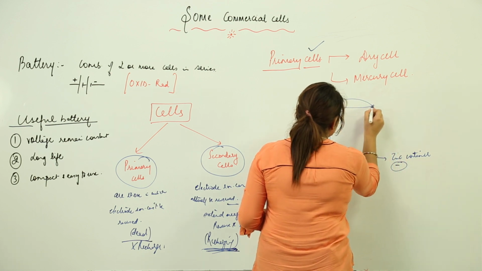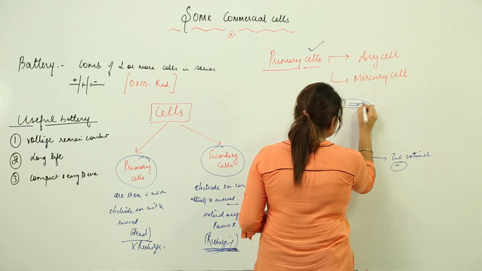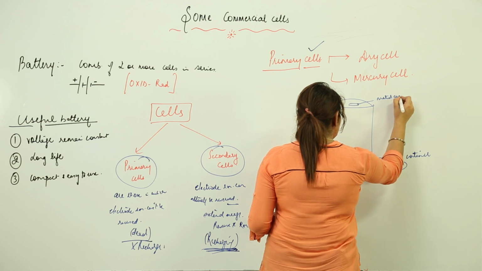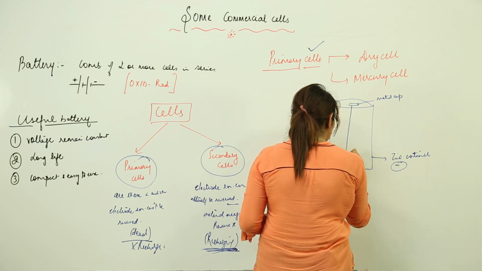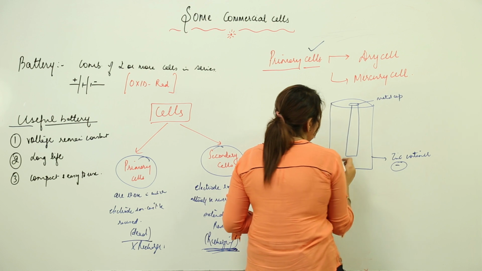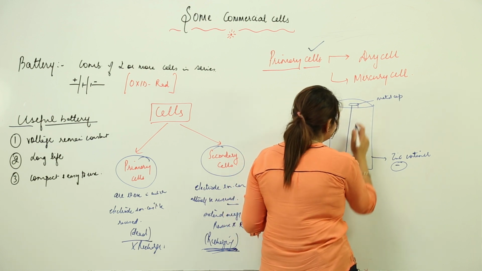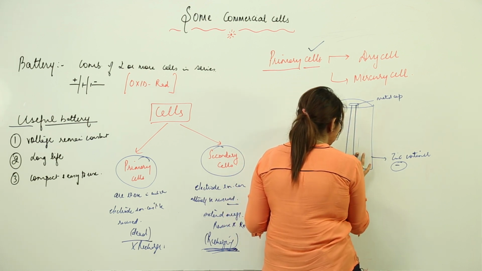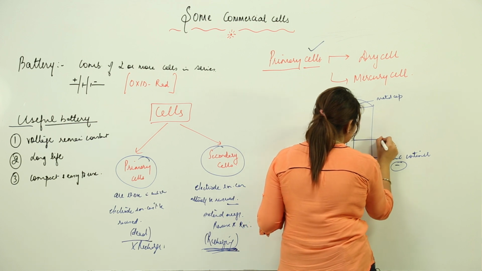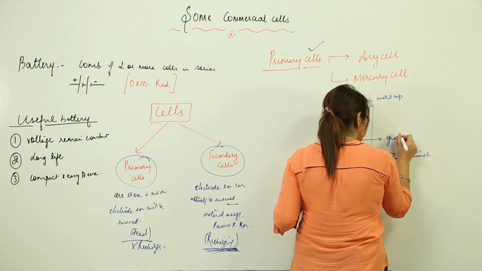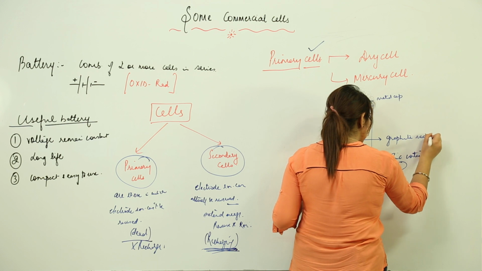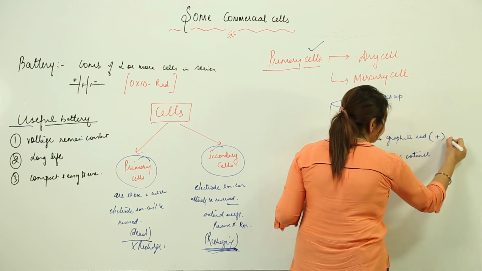You have a metal cap here, and you have a rod going inside, and this rod is basically a graphite rod. It is going to act as the cathode here.